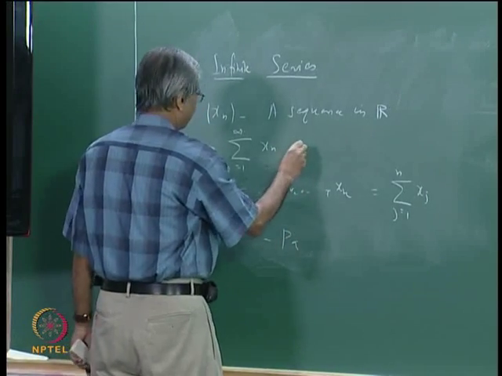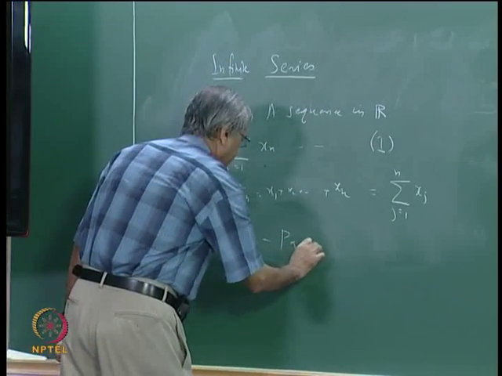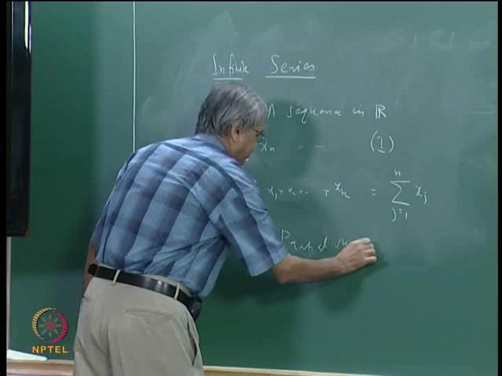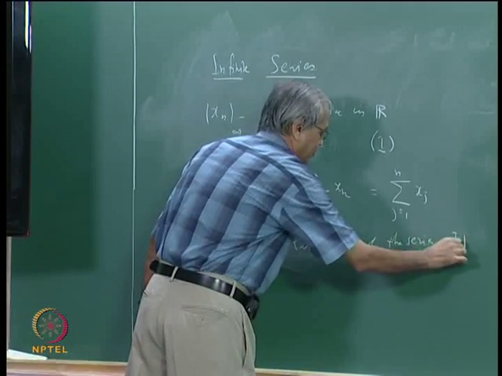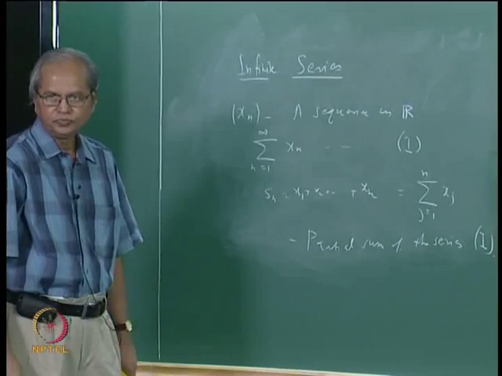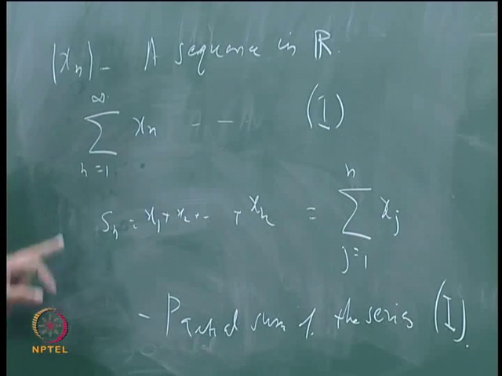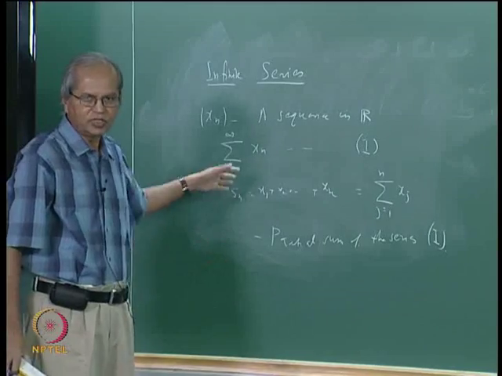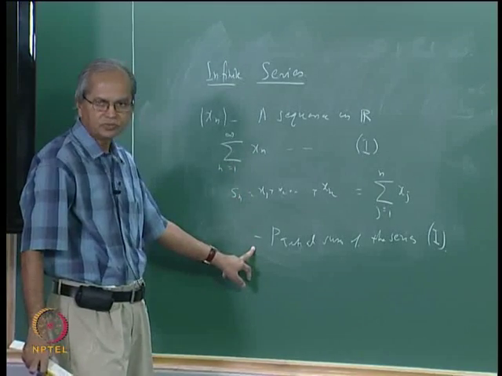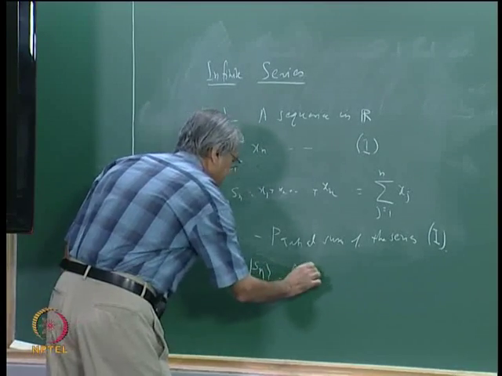I will give some notation for this series. Suppose I call this series 1. This is called a partial sum of the series 1. So this is a new sequence. Given a sequence xn, you form a new sequence which you call the sequence of partial sums, and after this whatever you want to define about the series is defined in terms of this new sequence. So this Sn is a sequence of partial sums.